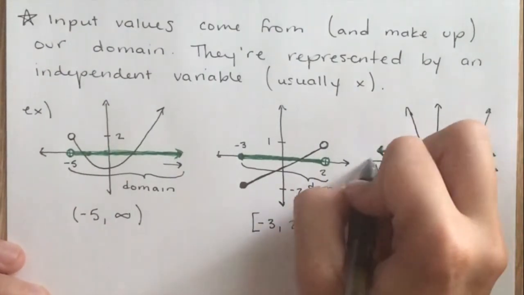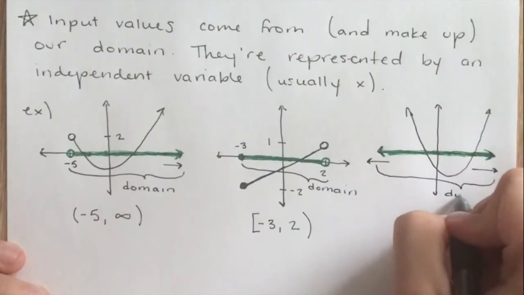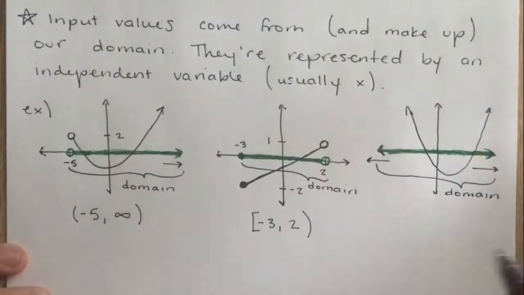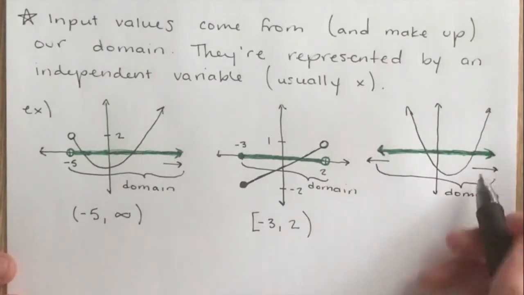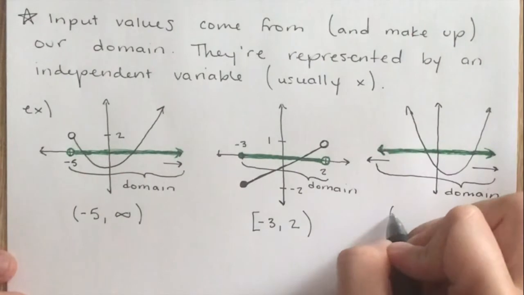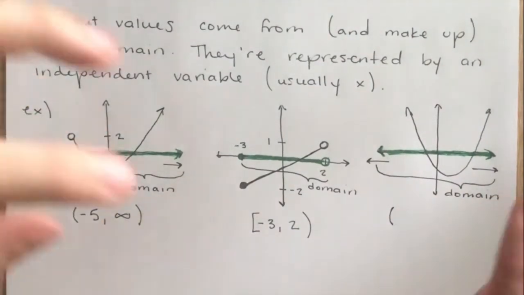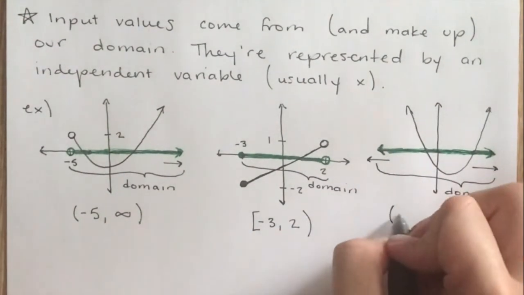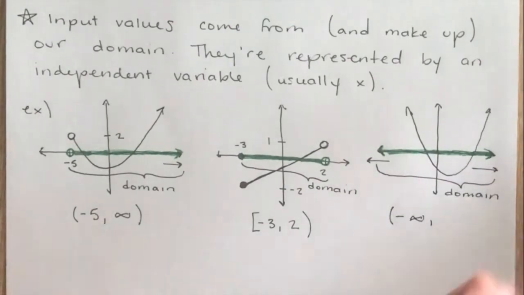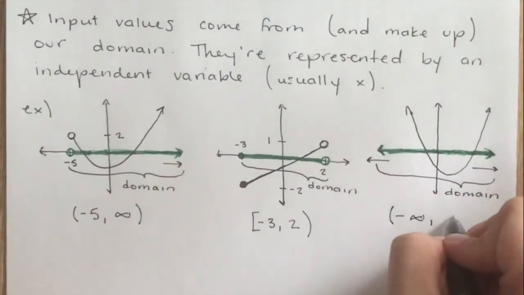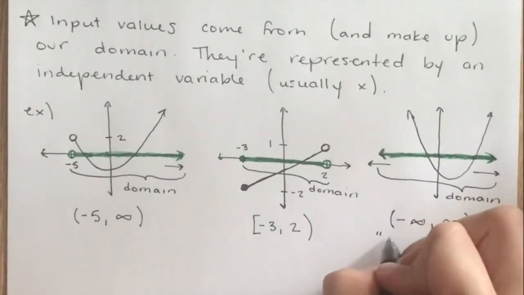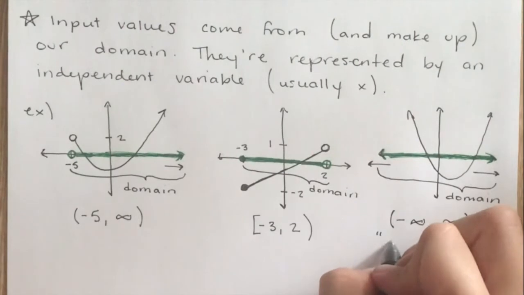Domain. So this in interval notation is, we're starting at kind of forever in the negative direction, also known as negative infinity, and we're continuing forever in the positive direction, which is positive infinity. Often call this colloquially all real numbers.